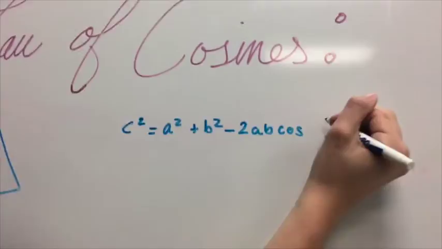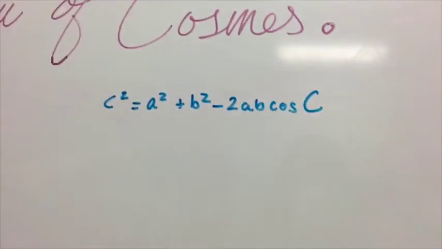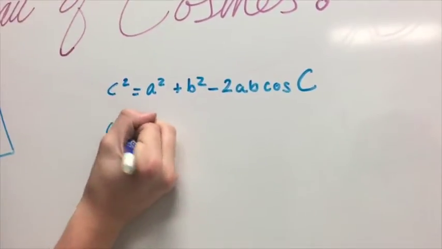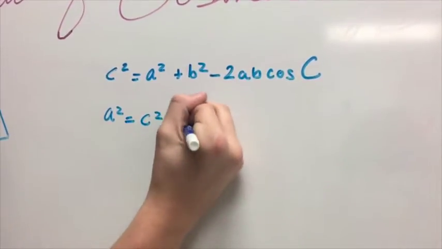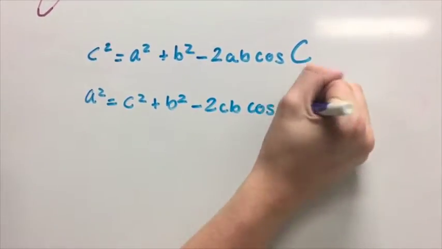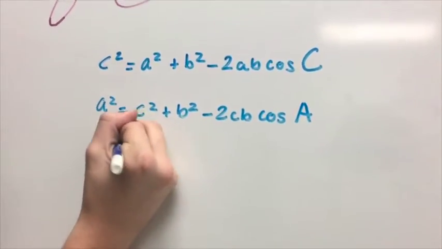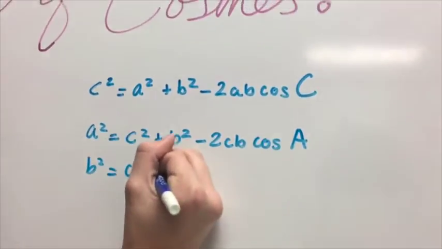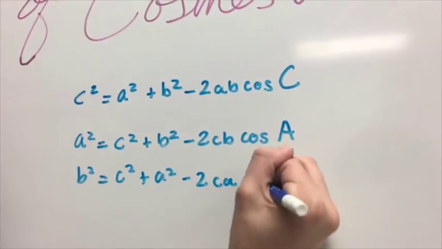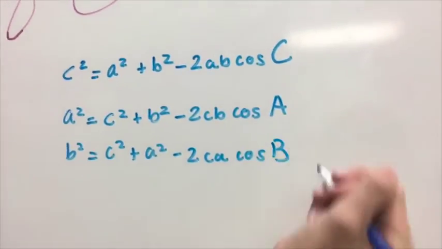times the cosine of c. This can also be rearranged for a squared equals c squared plus b squared minus 2cb cosine of a, or b squared equals c squared plus a squared minus 2ca cosine of b.